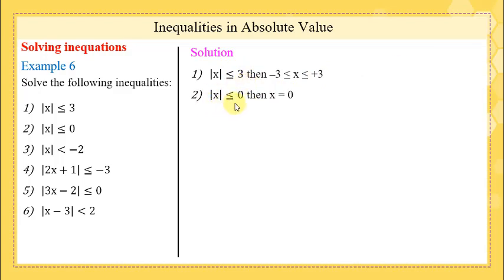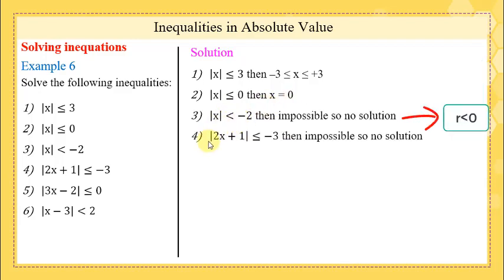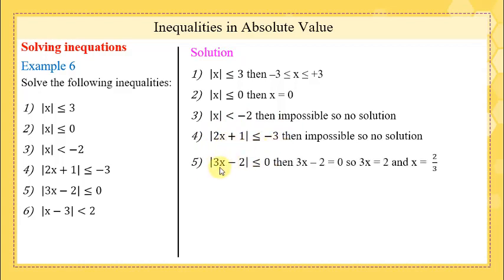Absolute value of x less than or equal to 0. We write x equals 0. Absolute value of x less than a negative number, no solution. Absolute value of this binomial less than or equal to minus 3, no solution, since minus 3 is negative. Absolute value of 3x minus 2 less than or equal to 0. Here we put the binomial inside the absolute value equal to 0 and get x equals 2 over 3.